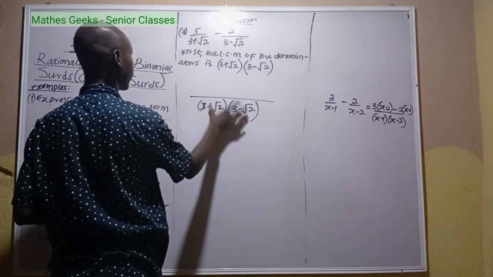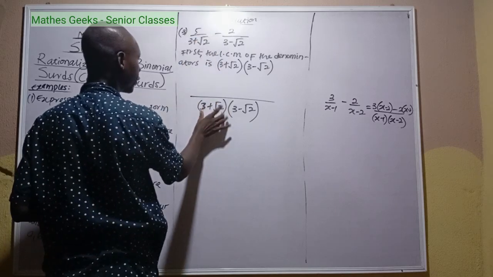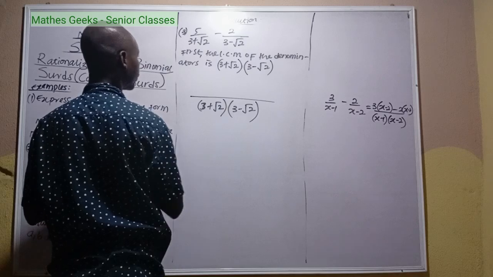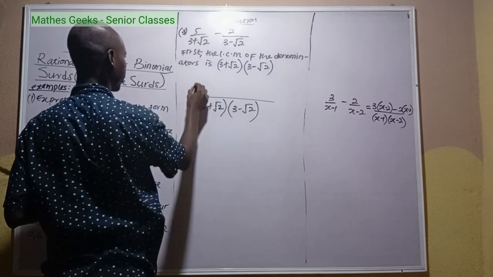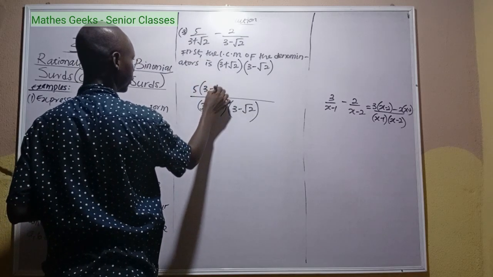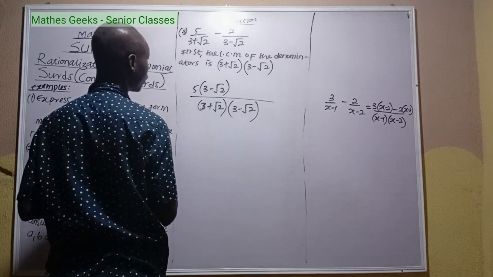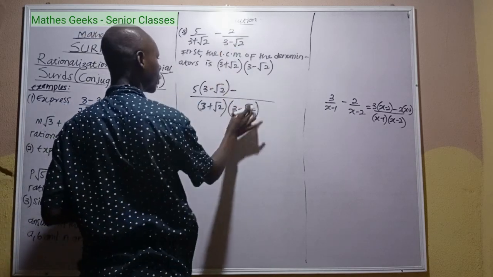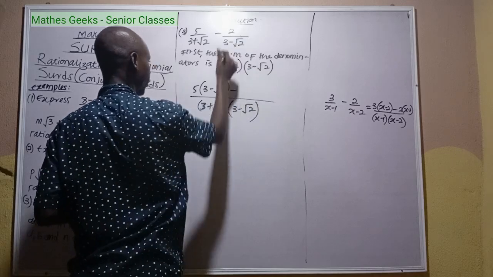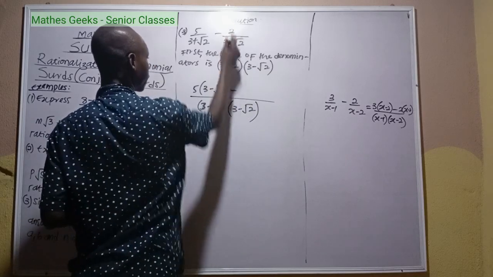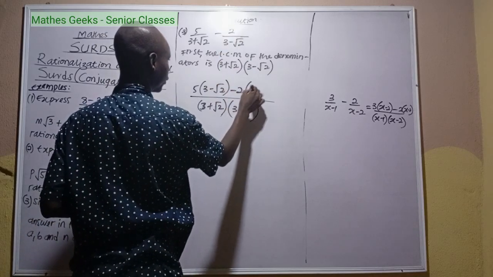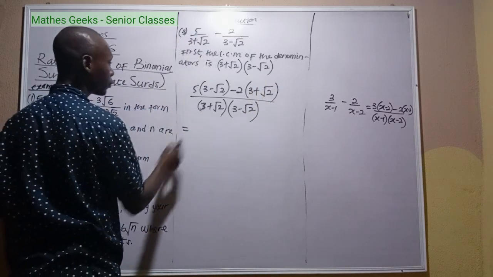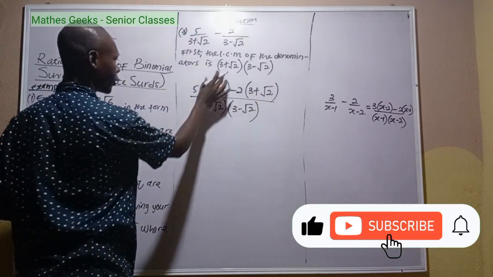So this part divides the denominator. You're going to have this, since this part is common to this part, it will cancel. So this part will be left. So 3 minus root 2 times 5 will give us 5 times 3 minus root 2, and minus the LCM to divide the denominator. So these two parts are common, so they will cancel out, and then this part will multiply this. That's 3 plus root 2.